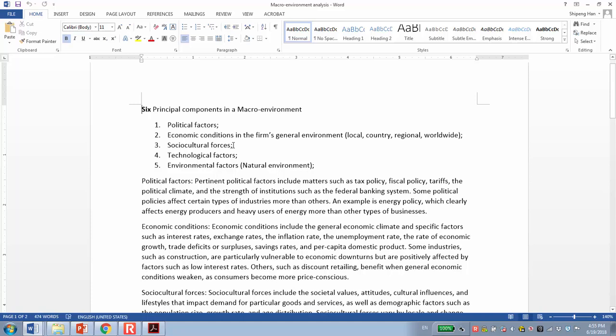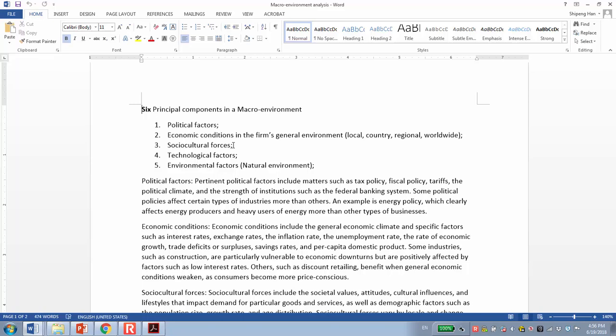Sociocultural factors. If the business is operated in different countries, we should consider the local culture. Probably the culture will also affect the operation, and again, it will affect the next one, the strategies the company adopts. Technological factors, right? If you pick a firm in an industry which is technology concentrated, then technology change will largely affect the industry.